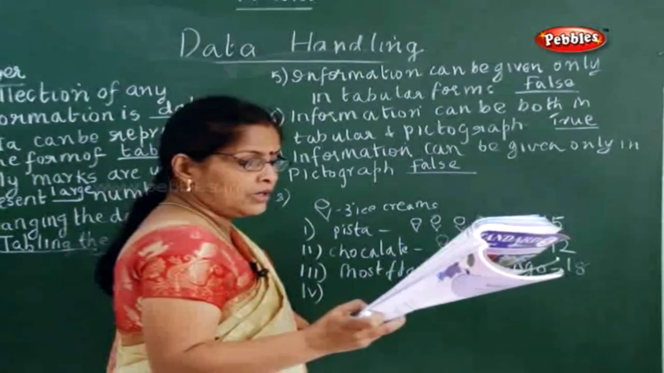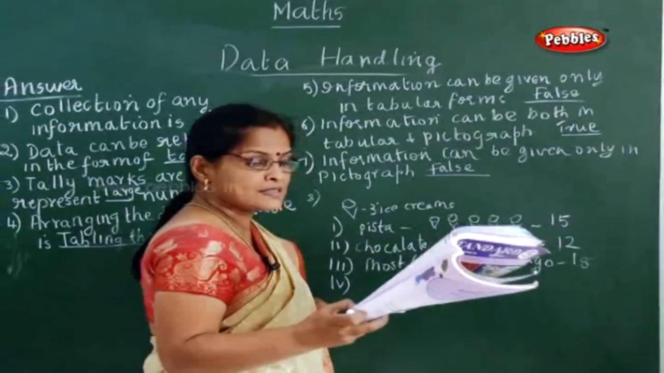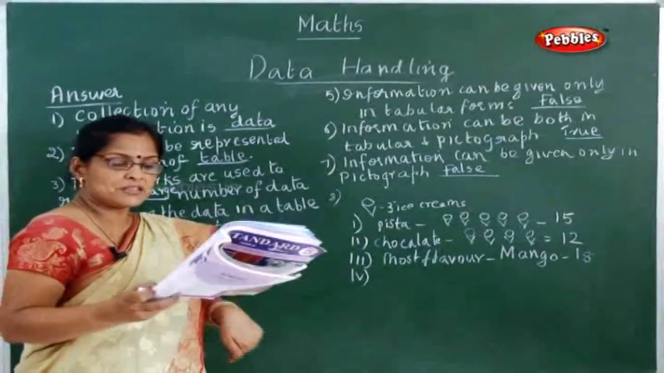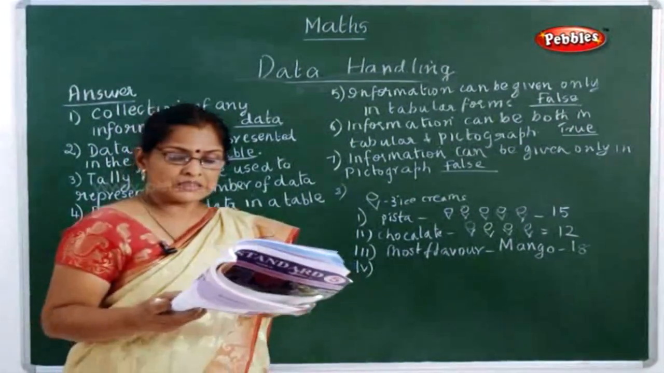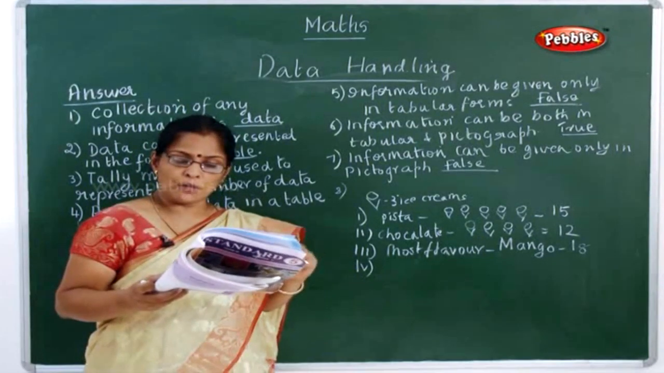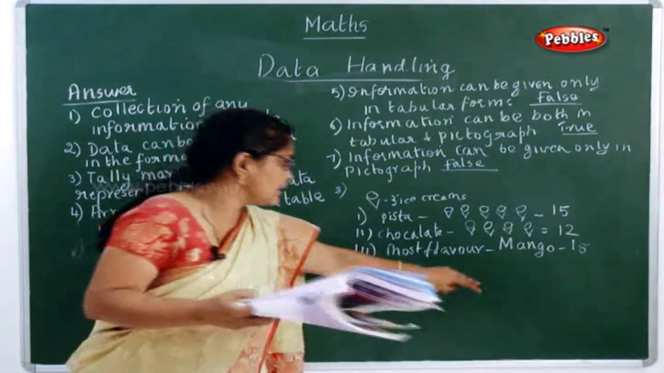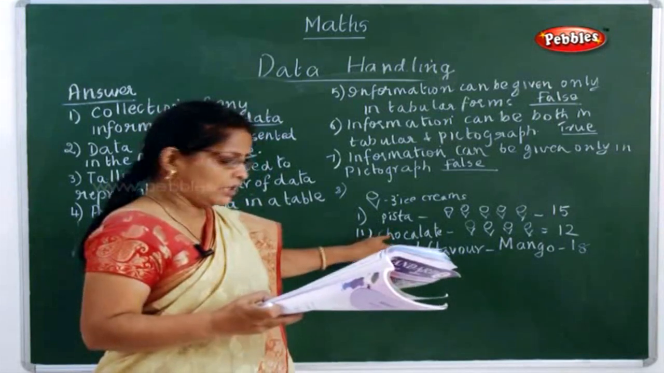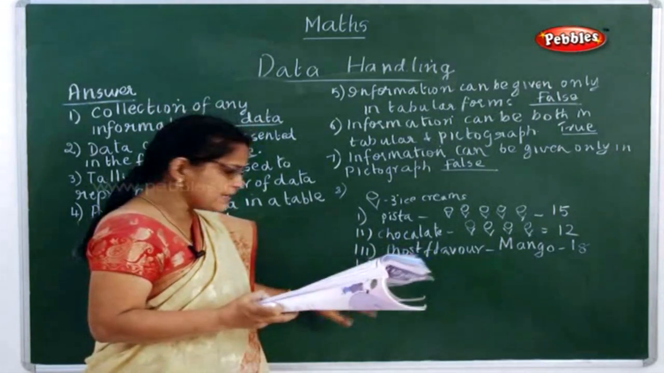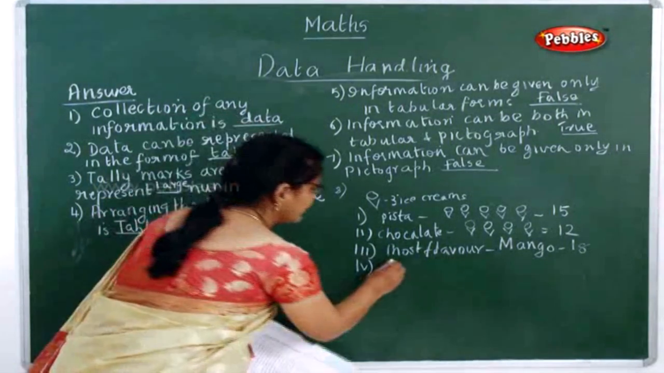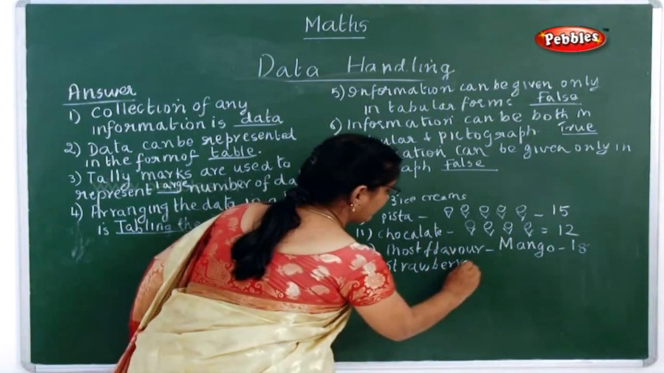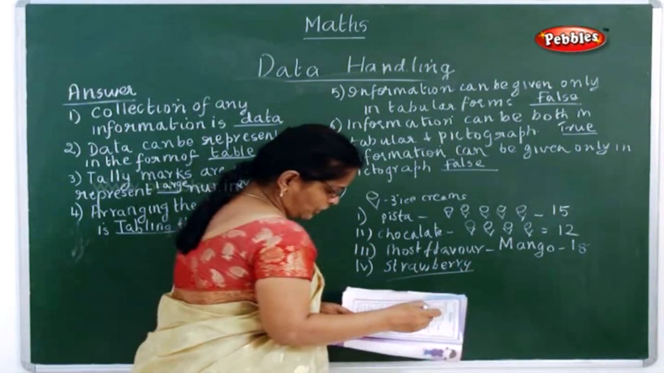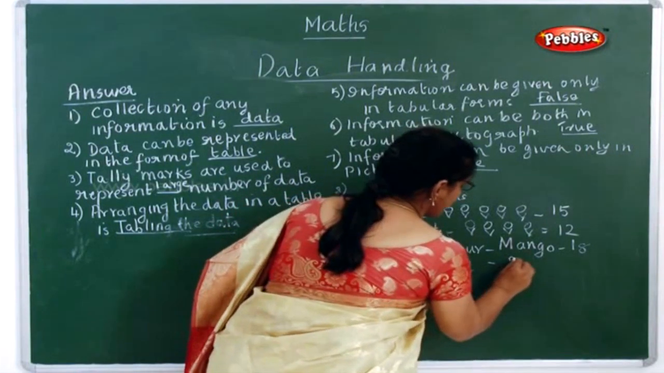Now what is the fourth question? The flavor that was sold the least. So you see which one was least in the pictograph. Vanilla was 9, pista was 15, strawberry was 6, mango was 18, chocolate was 12. So which one is the least there? It is strawberry. The strawberry was the least flavor with how much? It was only 2 into 3, which is 6.